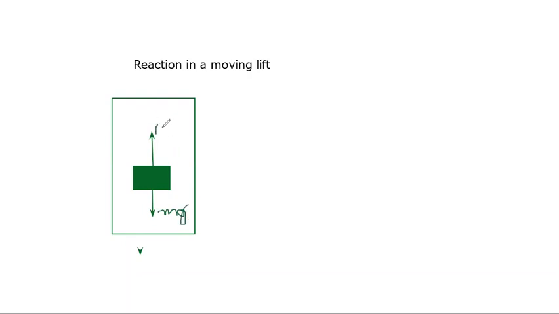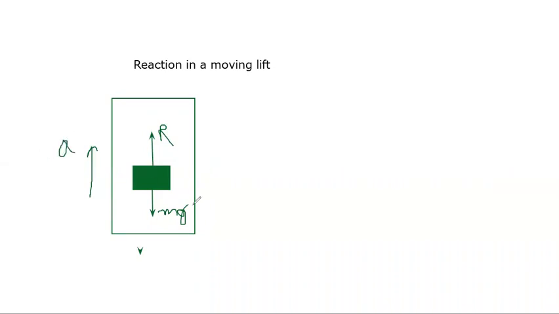And this reaction force which the lift gives on the block, better to take it as R. It is acting upwards, right? And the lift is moving upwards. See, I am drawing the lift moving upwards.